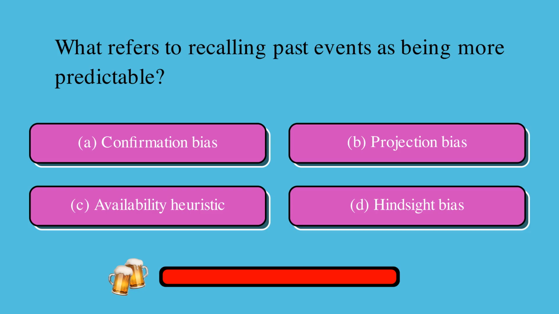What refers to recalling past events as being more predictable? Is it A, confirmation bias, B, projection bias, C, availability heuristic, or D, hindsight bias? The correct answer is D, hindsight bias.